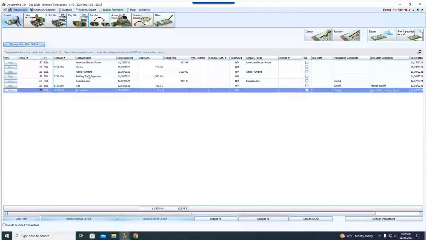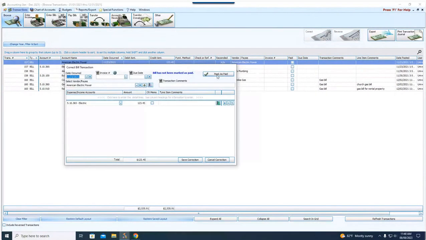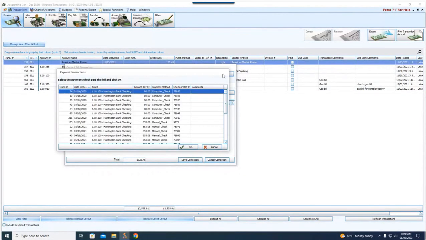Okay. So again, AEP and Alex's Plumbing both showed a zero balance. The bills can be marked as paid by simply clicking the bill, click Correct. Up here in the upper right corner, mark as paid. I always suggest make a note of the date of the bill and the amount. So November of 21 for $123.45, mark as paid.